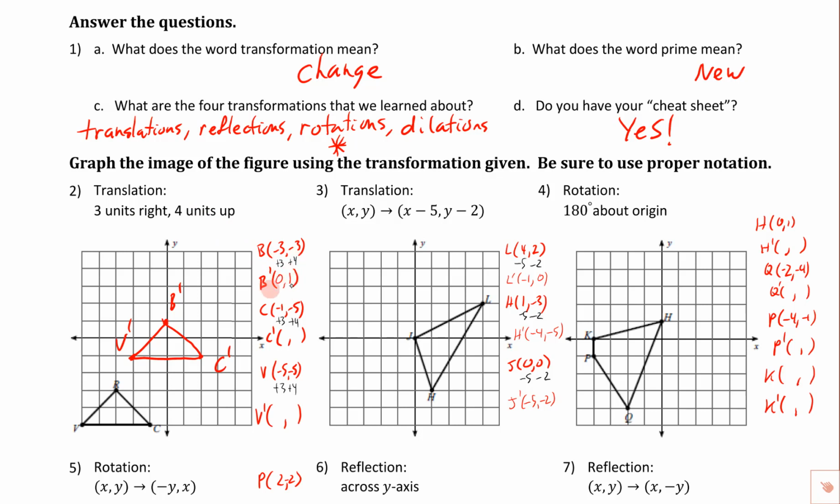Now let's check and see if that's where B prime is. Don't go right or left, go up 1. We're right where we need to be. C prime would be negative 1 plus 3. That would be a 2. And this would be negative 1. So let's see, 2, negative 1. We're in good shape there.